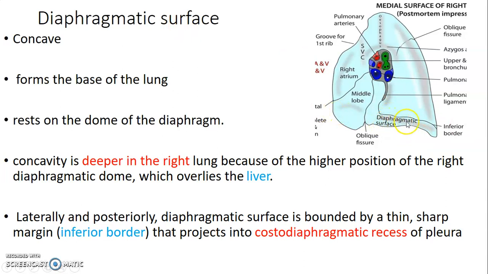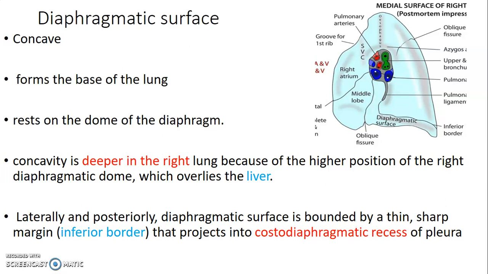This is the lower portion. It's usually concave and forms the base of the lung, usually resting on the domes of the diaphragm. So remember, the right diaphragmatic surface will be deeper or more concave than the left because the liver sits below the right lung.